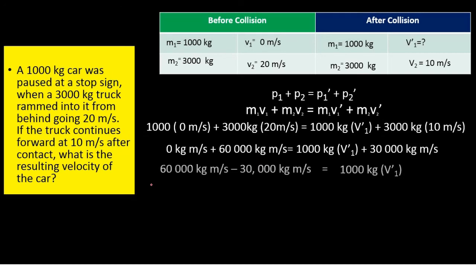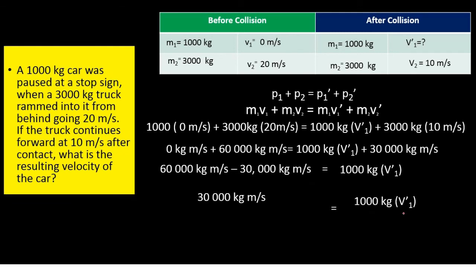Then simplify and you get this number. Here, the 30,000 kilogram meter per second is being transferred to the other side, so that you'll get this number here, and it's easier for you to simplify. What remains on the other side is the 1,000 kilogram V1 prime. Then you simplify this, and you get this number.